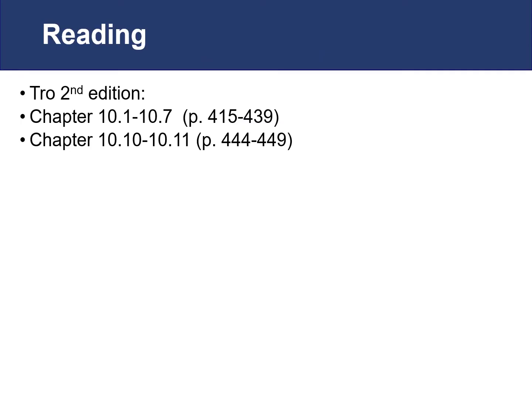So the first thing is the reading that you'll find in your textbook, the Tro 2nd edition, is chapter 10, 10.1 through 10.7. We're going to skip 10.8 and 10.9, and then pick back up for 10.10 and 10.11.